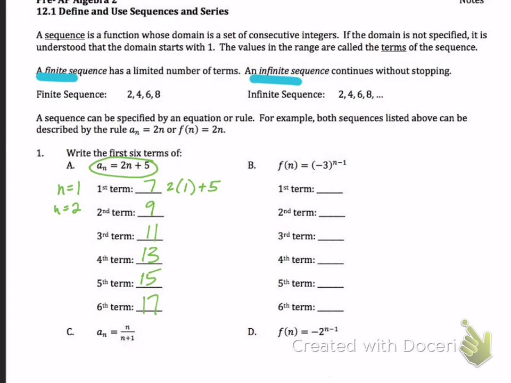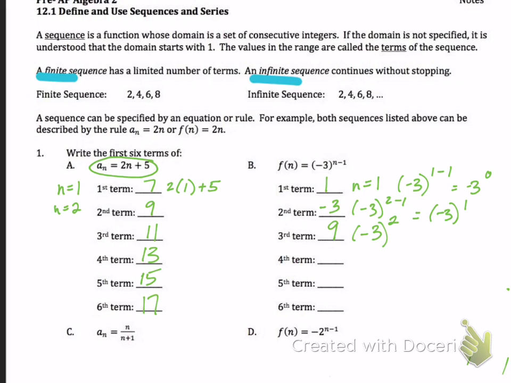For part B, now we have an exponent, so that makes it a little bit trickier. For n equals 1, it's going to be negative 3 to the 1 minus 1. So negative 3 to the 0 power; anything to the 0 power is 1. For n equals 2, I have negative 3 to the 2 minus 1, so negative 3 to the first power just gives me negative 3. For the third term, 3 minus 1 is 2, so negative 3 squared. Would that be positive 9 or negative 9? Positive 9, because of the parentheses with the negative 3.